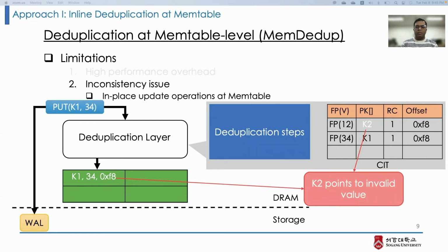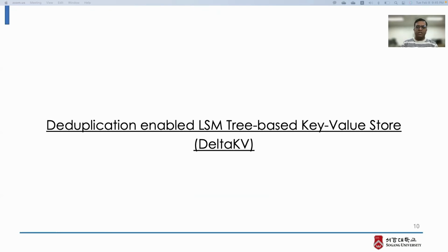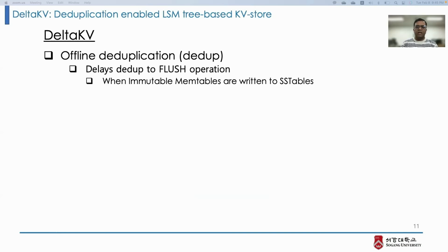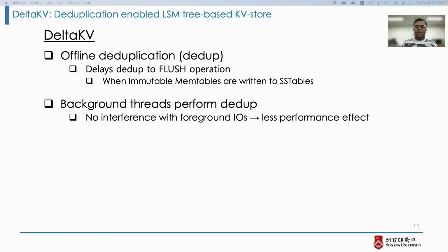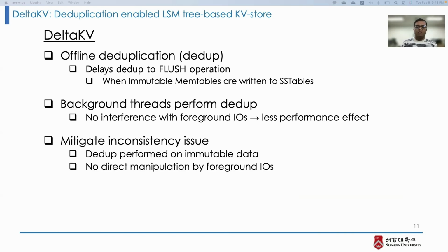To mitigate these problems, we propose DeltaKV, which is an offline deduplication enabled LSM-tree-based key value store. In DeltaKV, we delay deduplication to the flush operation, when immutable memtables are first written to SSTables. Background threads perform deduplication, which leads to no interference with foreground IOs, hence less effect on performance. We mitigate the inconsistency issue by delaying deduplication for immutable data instead of mutable data.